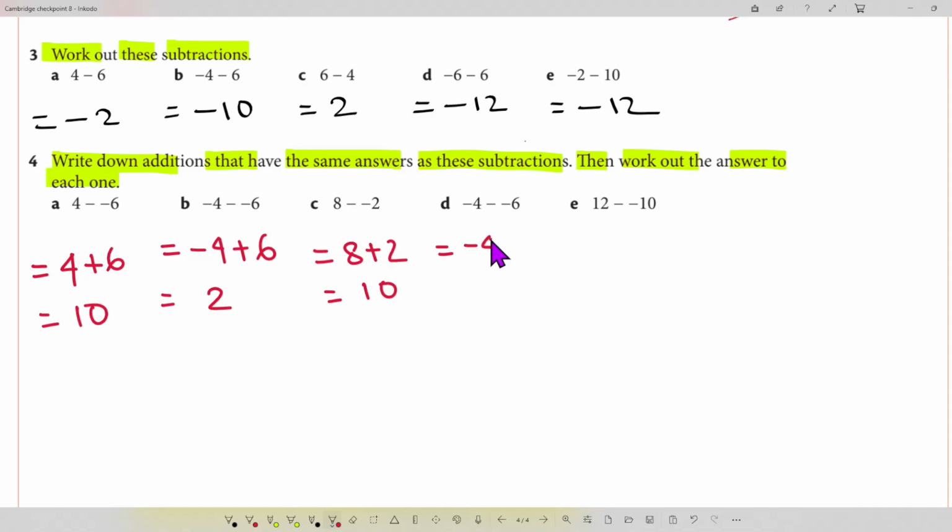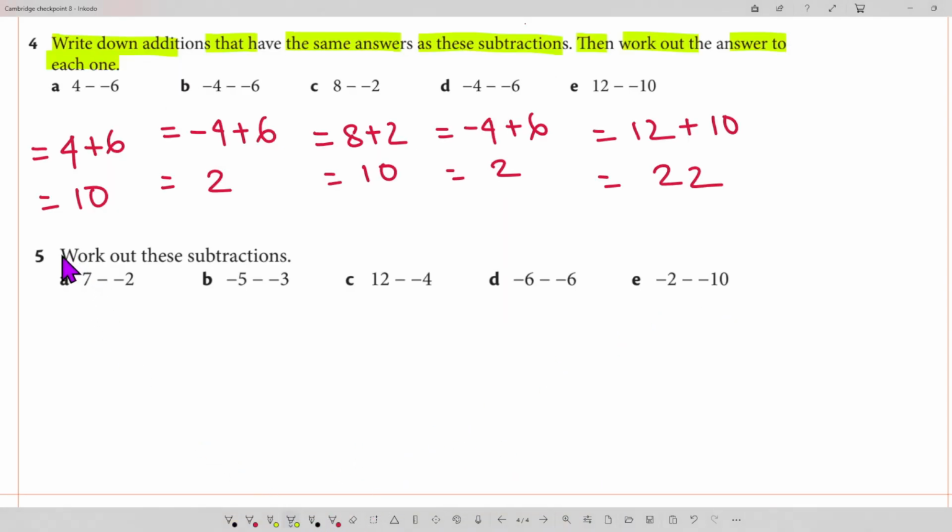Minus 4, minus and minus will become plus, and again 6, so here is 2. Finally here is 12, minus and minus will be plus, then 10, answer is 22. So number 4 done. Number 5, work out these subtractions. A. 7 minus minus 2. So 7 minus minus becomes plus 2. Finally 9.